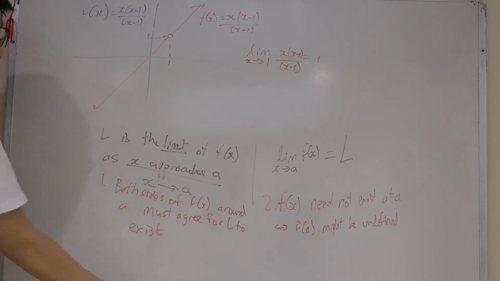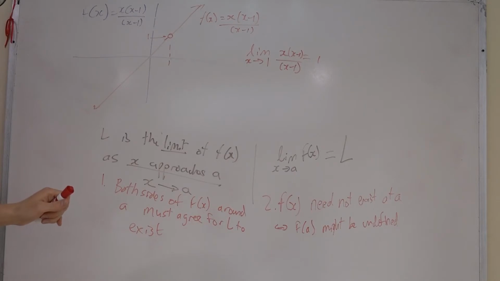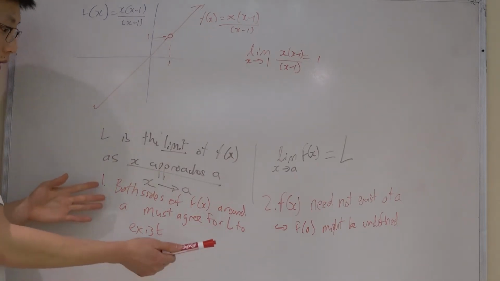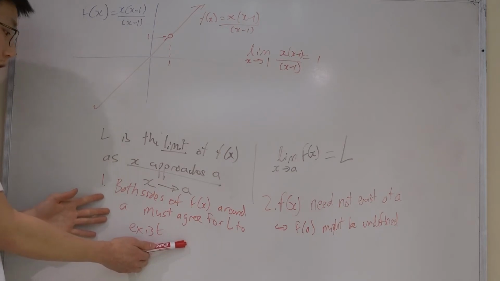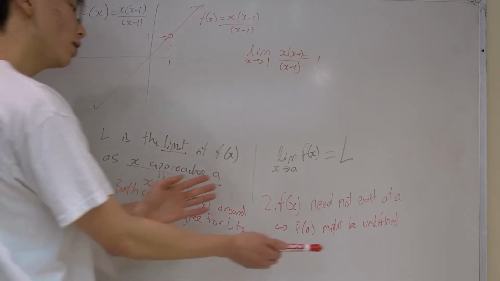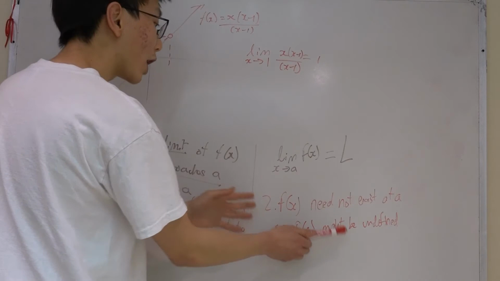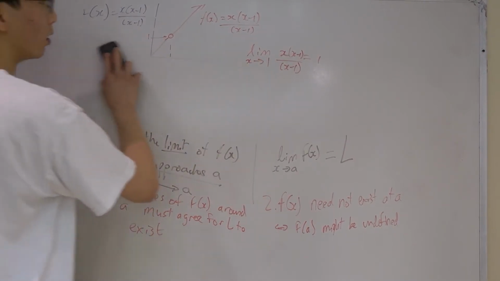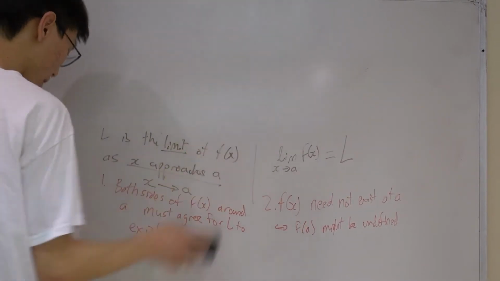So those were the two examples that were really important to go through. In these, I illustrated both of these principles. Both sides of f need to agree around a, and f of x does not actually have to exist at a in order for the limit to exist. Now, let's get some examples that violate principle 1. So, let's violate principle 1.